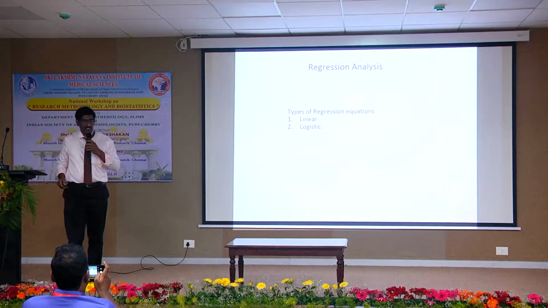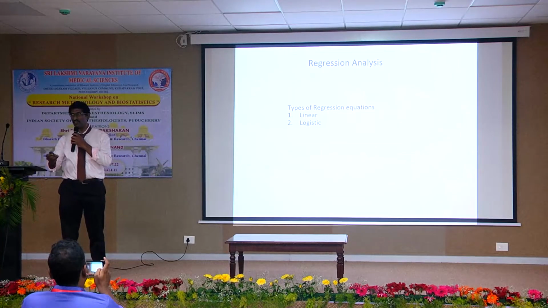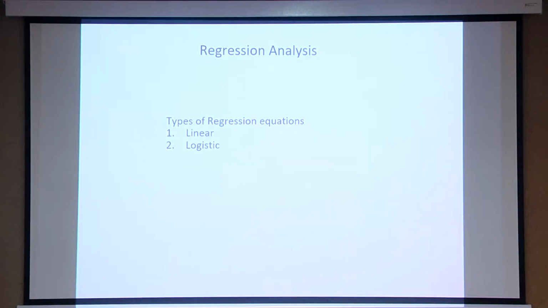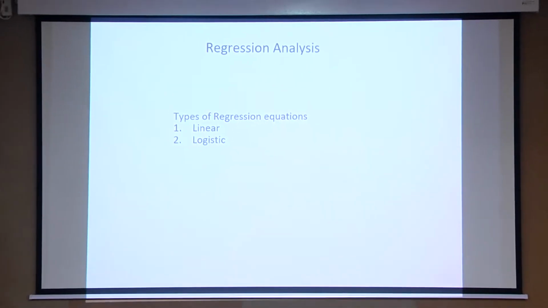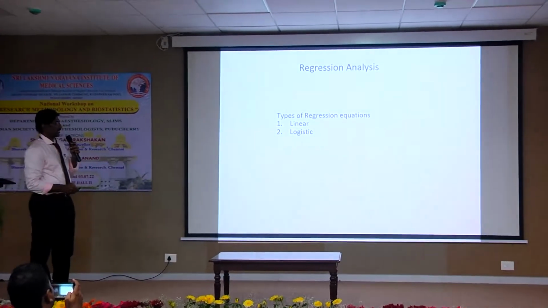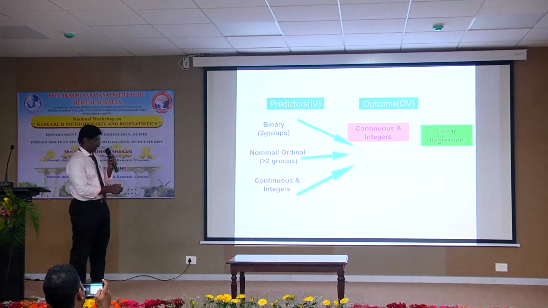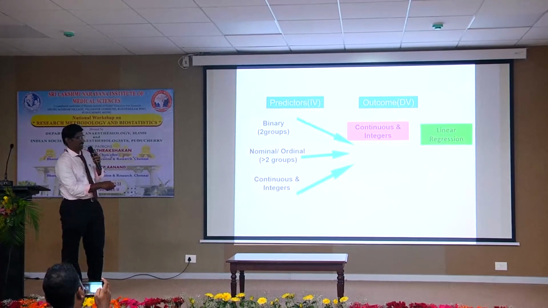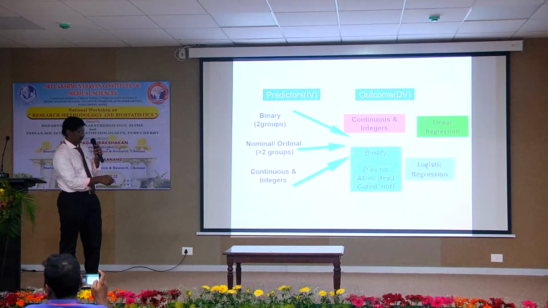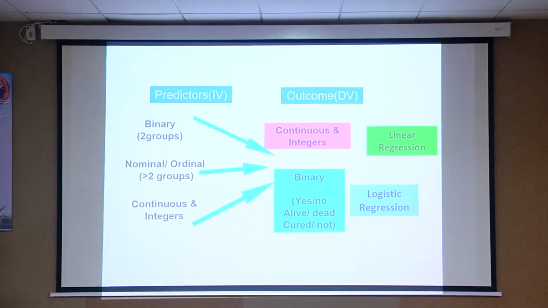So regression analysis. Most of the time you will be confused or afraid of this term, regression analysis. But regression is the most interesting topic in statistics if you understand it. There are two types of regression equations, linear and logistic. When the outcome is continuous, we have a linear regression. When the outcome is categorical, binary, we use logistic regression.